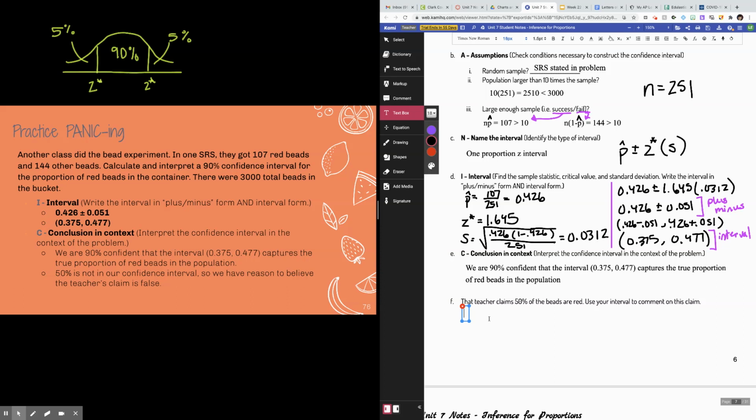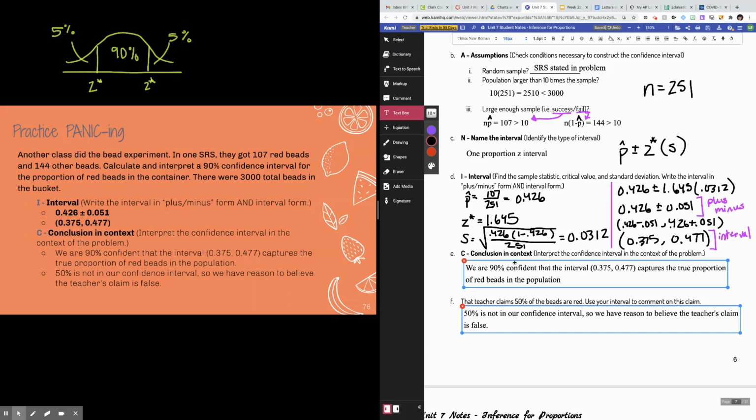Okay, so all I would say here is that because 50% is not in our confidence interval, we have reason to believe the teacher's claim is false. Okay? All right. So that is a full confidence interval problem.